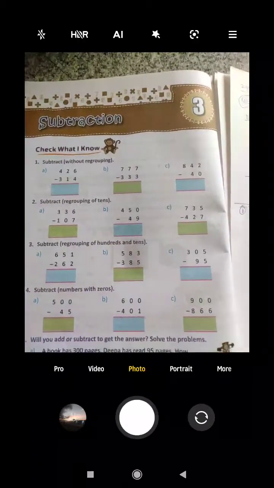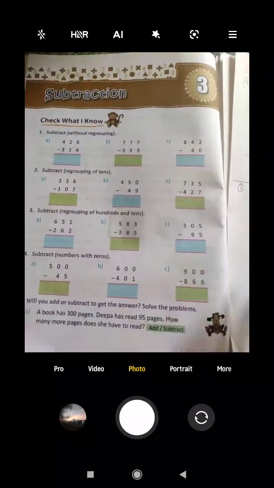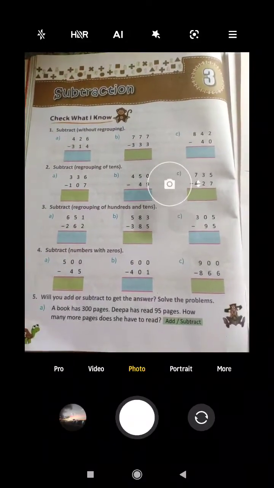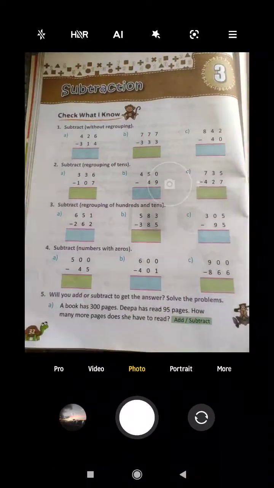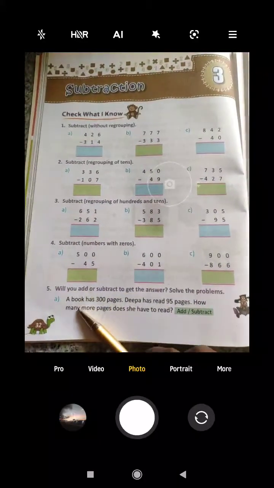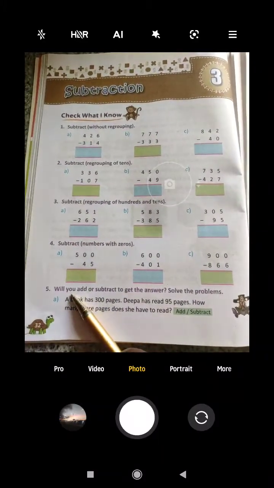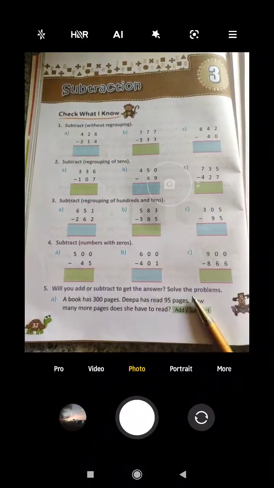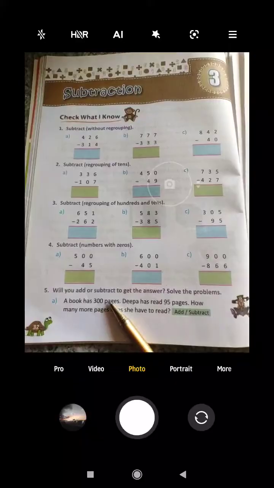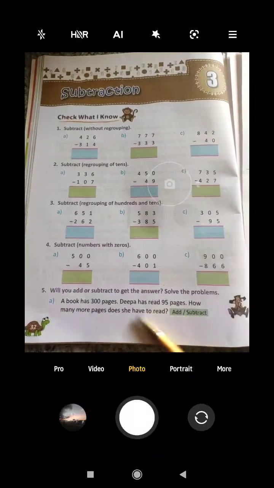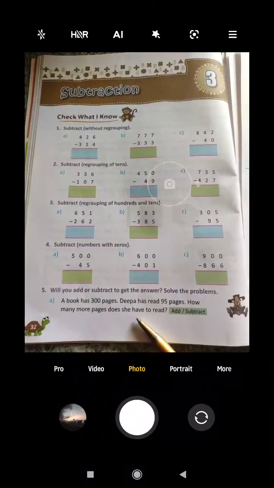Okay, that is how you'll have to perform the rest of the maths. Now I will tell you some more things that you need to do at home on your own. That is, will you add or subtract to get the answer? Solve the problems. A book has 300 pages. Deepa has read 95 pages. How many more pages does she have to read?